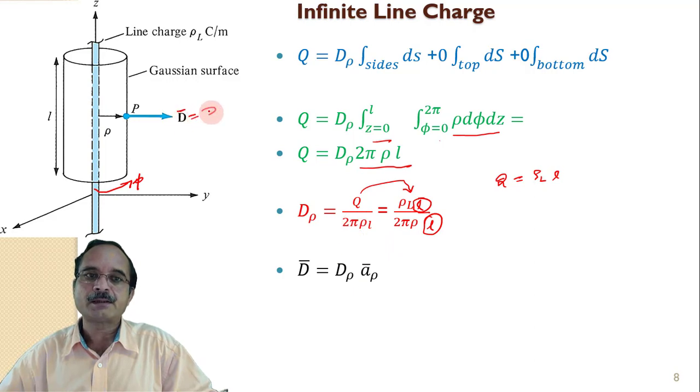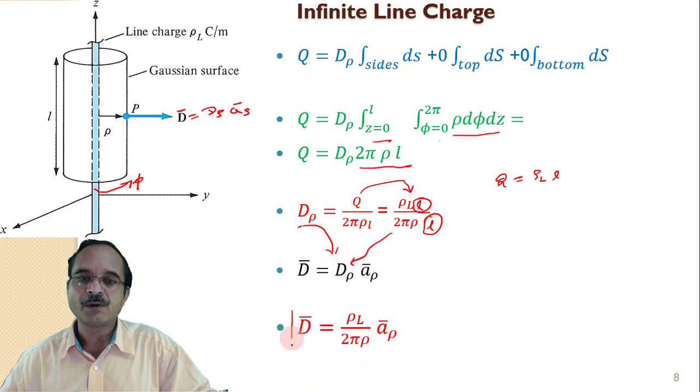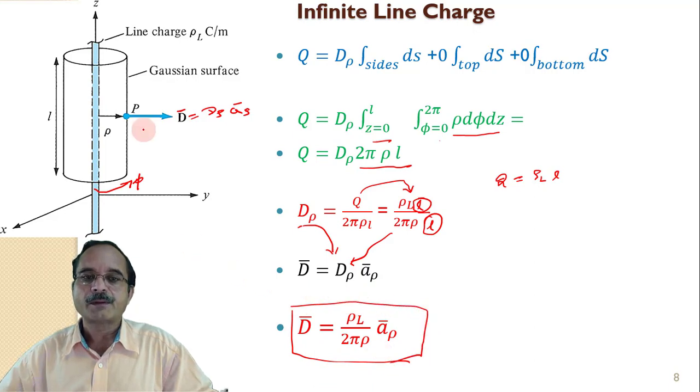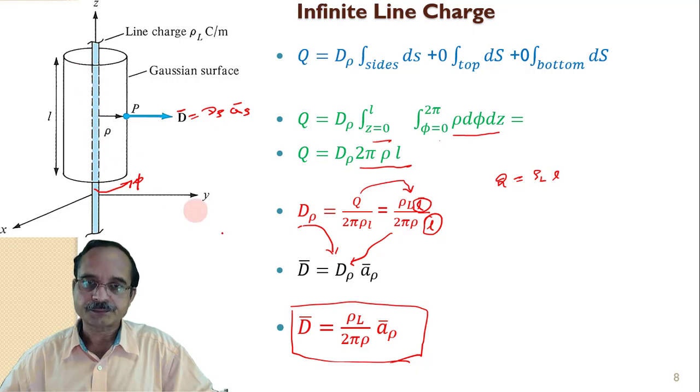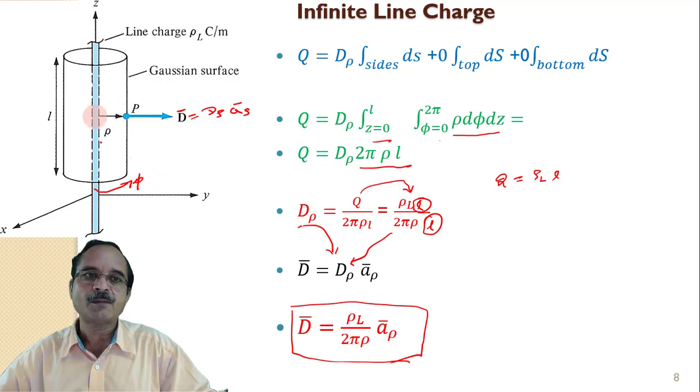Magnitude of D is D rho and the direction is in the rho direction. So this is the magnitude. So let us substitute this here. This gives me D equal to rho L upon 2 pi rho a rho. This is the electric flux density at point P because of the line charge. And rho L is the charge density, and rho here is the distance of point P from the z-axis.